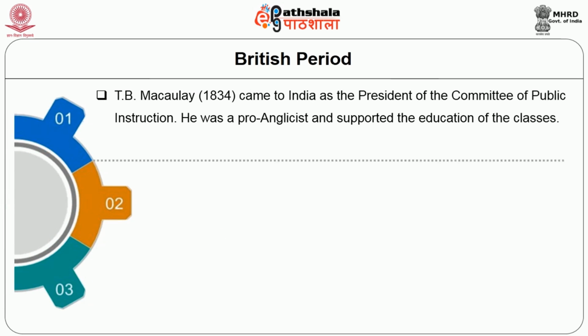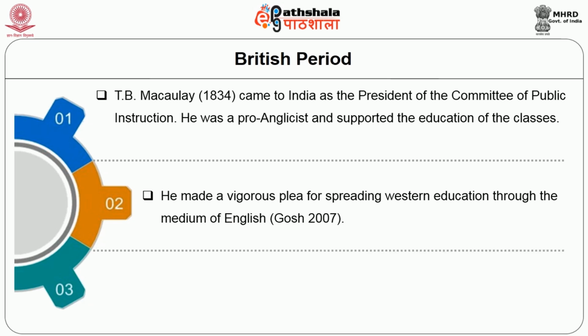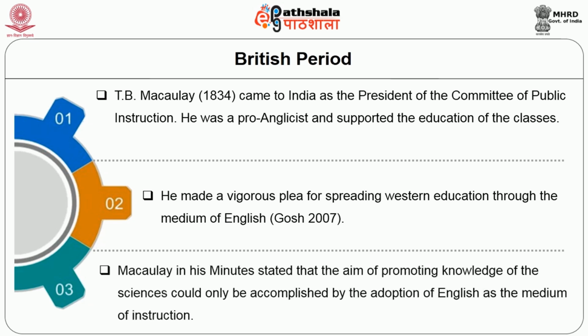In 1834, T.B. Macaulay came to India as the president of the Committee of Public Instruction. He was a pro-Anglicist and supported the education of the upper classes. He made a vigorous plea for spreading Western education through the medium of English. Macaulay in his minutes stated that the aim of promoting knowledge of the sciences could only be accomplished by the adoption of English as the medium of instruction.